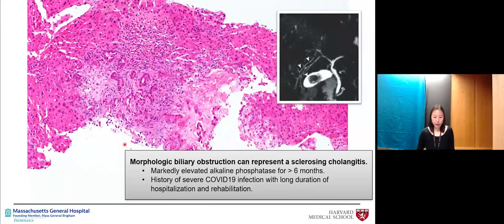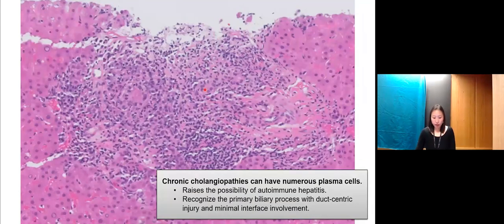Other issues that we see here: this is an example again of a large duct obstruction with periportal edema, a ductal reaction, and some bile infarcts. You can see radiographically the stricturing, but this is actually not a primary sclerosing cholangitis, this is a secondary sclerosing cholangitis, because this is a patient who had been critically ill with COVID-19 and eventually manifested with these histologic findings. So something to be aware of as you're differentiating between a primary and secondary sclerosing cholangitis.